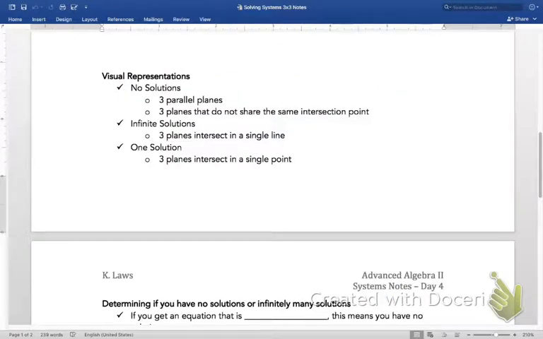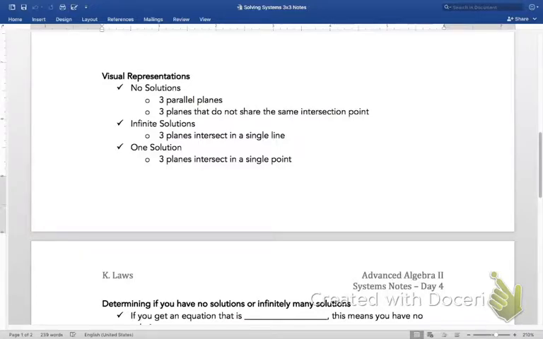Visual representation. We already did one that has one solution, a plane where they intersect in a single point. Okay? Just like whenever we had a 2x2, I'm going to kind of go backwards. We have an infinite solution. Those are 3 planes that intersect in a single line. Basically, everything's going to work out to be the same. And then no solution, where you're going to have 3 parallel planes or 3 planes that do not share the same intersection point.